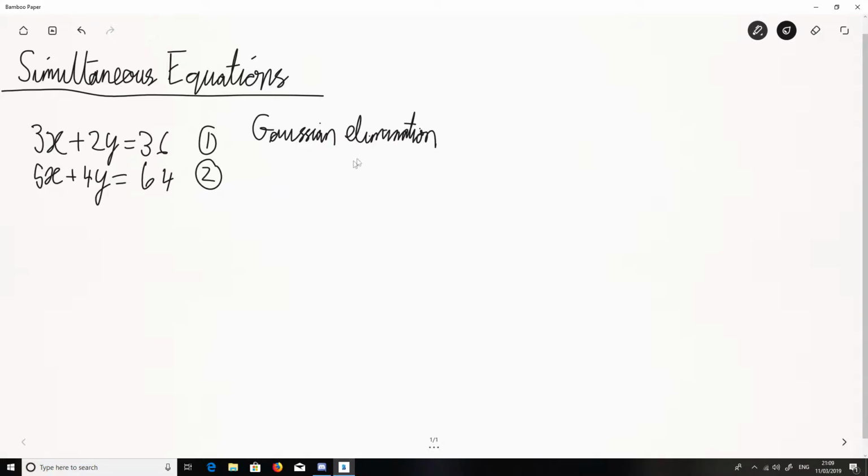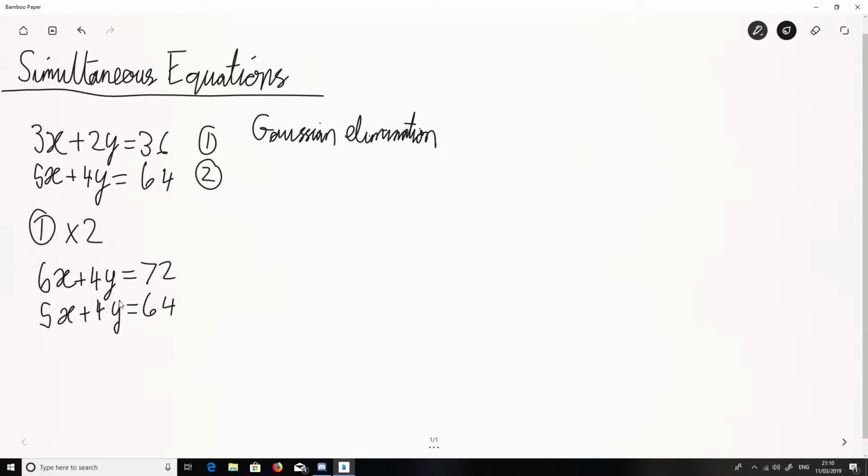In order to do this, we need either x or y to have the same coefficient in each equation. Clearly this isn't the case here, so what we can do is take equation 1 and multiply it by 2. That means our new set of equations is 6x plus 4y equals 72, just timesing everything in equation 1 by 2, and 5x plus 4y equals 64.